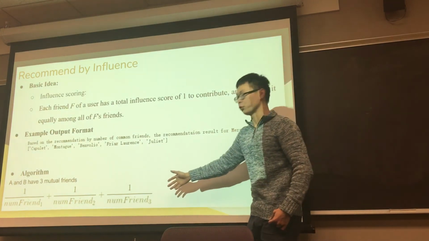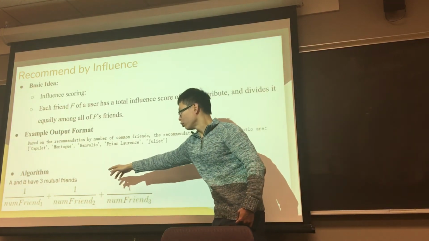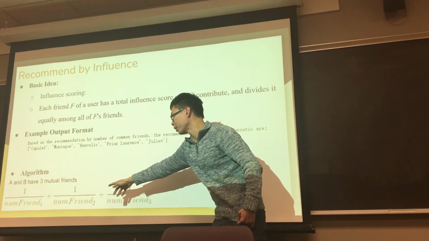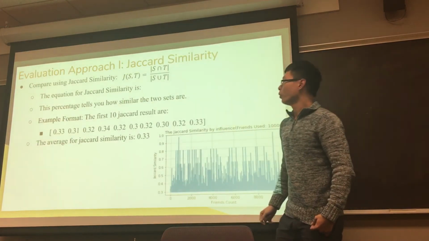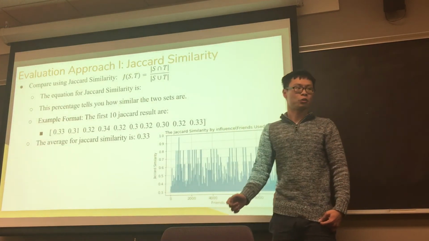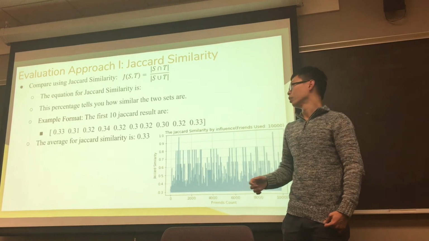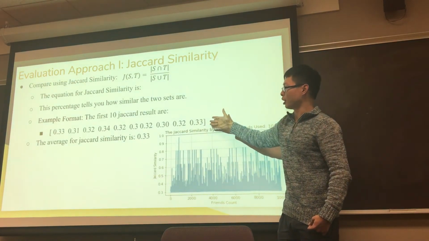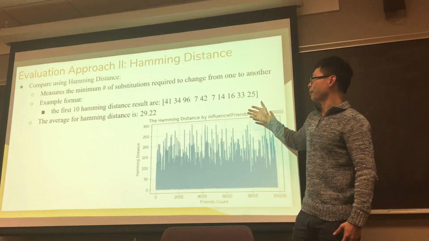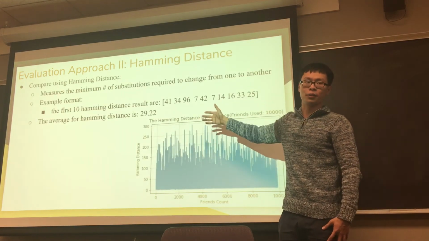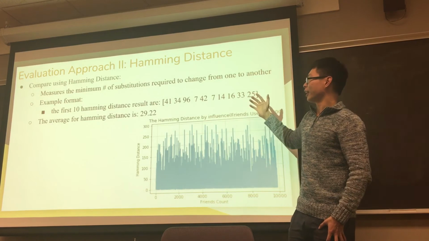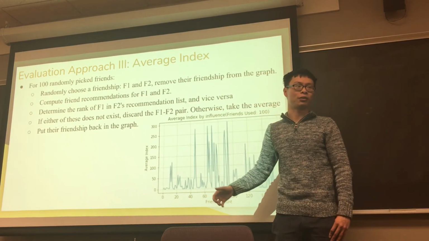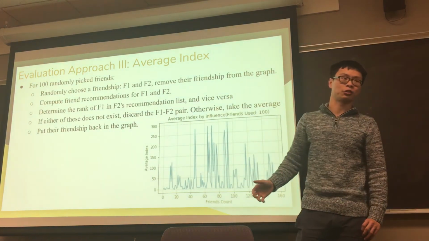So the algorithm, if you look at it, there is a 3 here because A and B have 3 mutual friends, and then we divide it by the number of friends. The evaluation is very similar to what Ashish has talked about. We use the Jaccard, and it's a similar result. The next one is the Hamming. We have a slightly larger number, but it's also looking good. And the next one is the average index, which is also very similar to what Ashish has talked about. From now, I'm going to pass to Lucy.